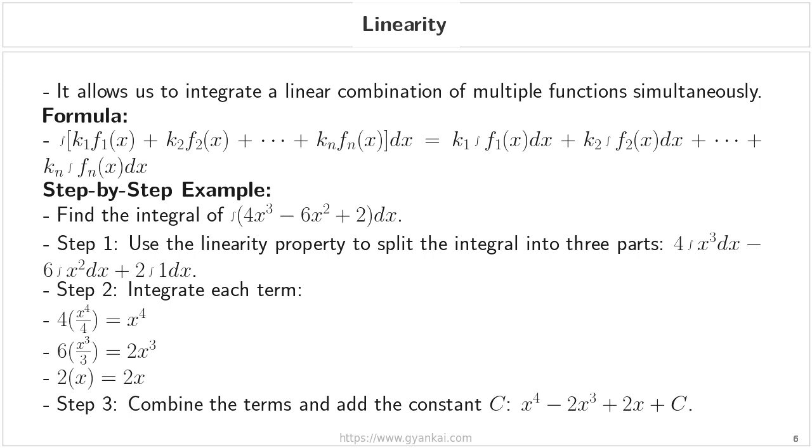Remember, this property builds on the sum rule and the constant multiple rule, giving us a powerful tool for tackling more complex integration problems. In the next slide, we'll discuss some common mistakes to avoid, so you can ensure you're applying these properties correctly. Okay, let's move on to our next property, linearity. As we've seen with the sum rule and the constant multiple rule, integration offers us ways to simplify complex problems. Linearity essentially combines these two rules into one powerful property.